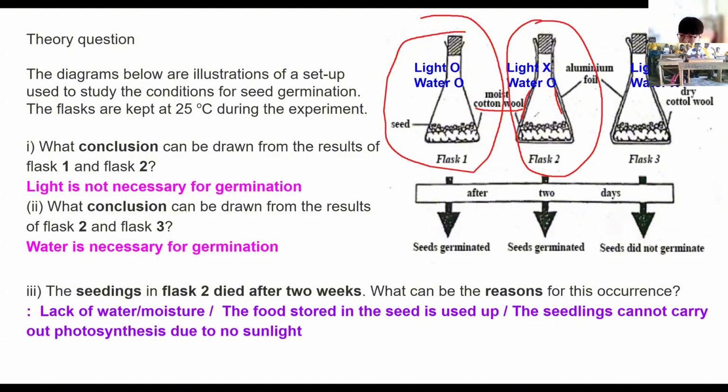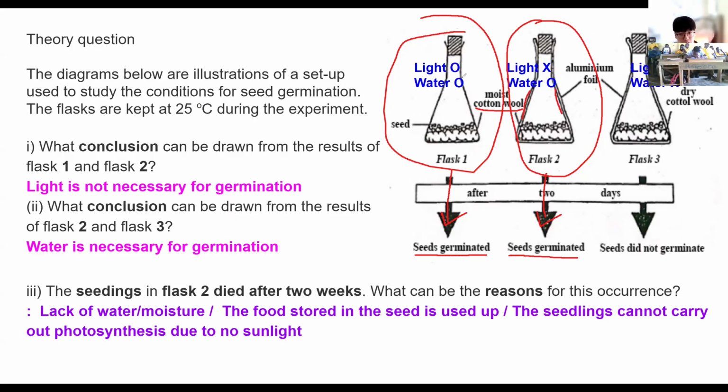But what happens if you let them grow? You let them grow after 2 days. You can see both flask 1 and flask 2 had their seeds germinated, meaning the plants grew, right, from the seeds. But what can you notice is the difference between flask 1 and flask 2?